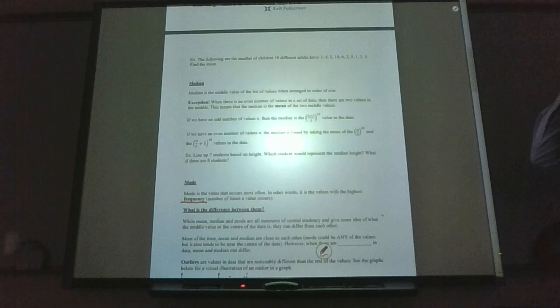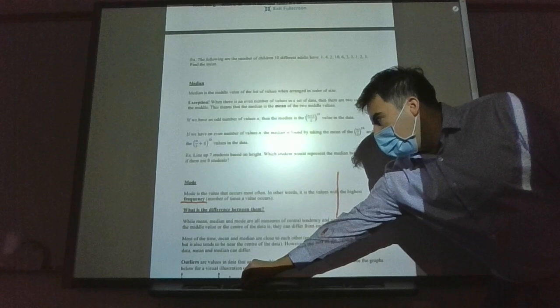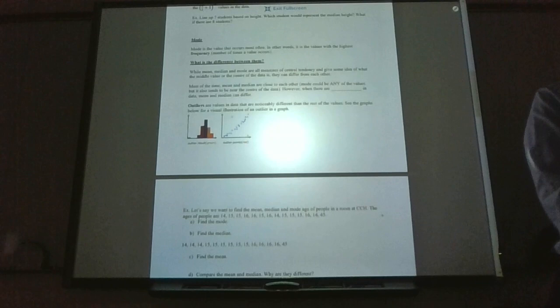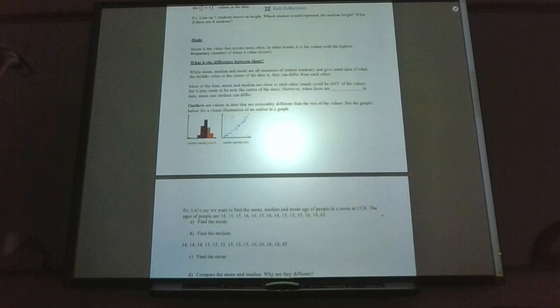Okay, so a small thing about mode, I forgot to mention this. It's possible to have more than one mode. Okay, so just keep that in mind. People always ask, is it possible to have more than one? Absolutely, right? So mean and median, you can't. Obviously, there's only one mean and median, but mode, you can have more than one.